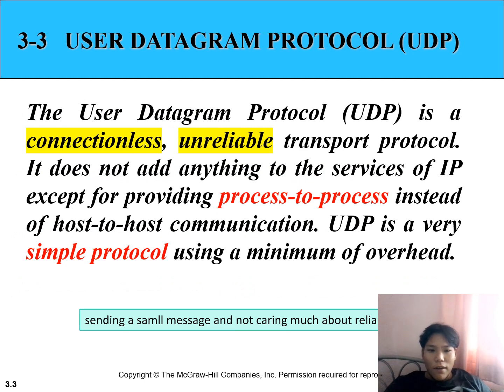User Datagram Protocol, or UDP. The User Datagram Protocol is a connectionless, unreliable transport protocol. It does not add anything to the services of IP except for providing process-to-process instead of host-to-host communication. UDP is a very simple protocol using a minimum of overhead.